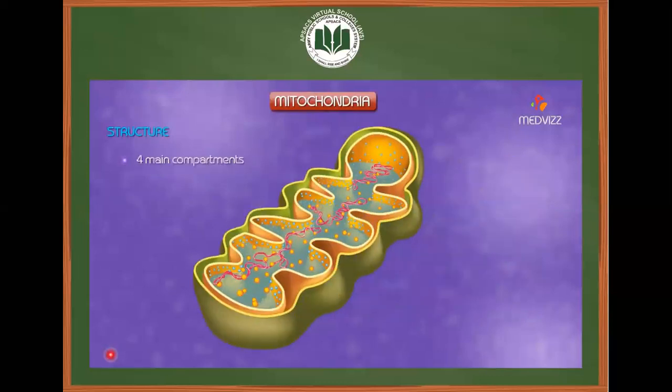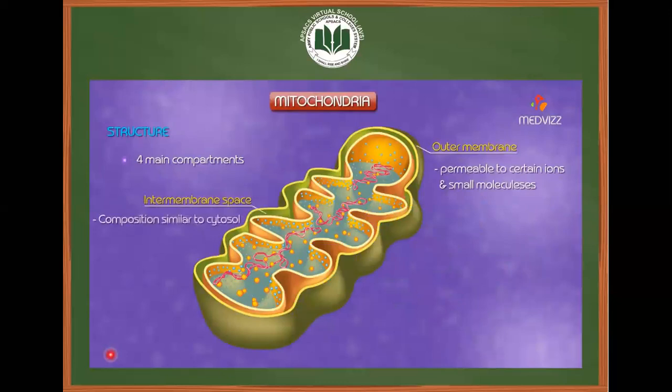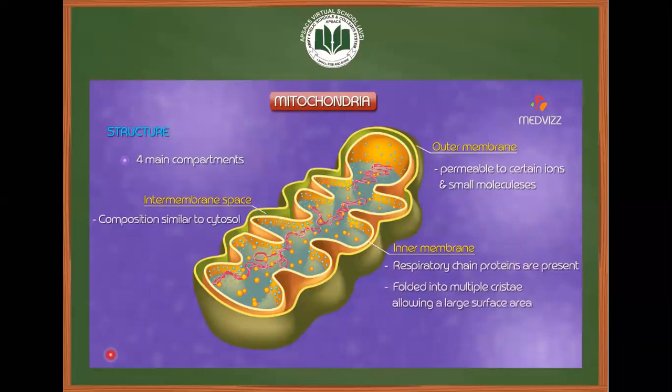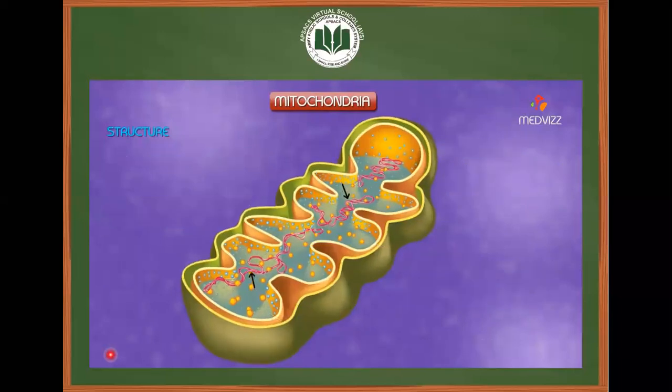Mitochondria have 4 main compartments. The outer membrane, which is permeable to certain ions and small molecules. The intermembrane space, which has a composition similar to that of cytosol. The inner membrane, in which are found the respiratory chain proteins. The inner membrane is folded into multiple cristae, allowing for a large surface area. The matrix, or the inner part of the mitochondrion, where most of the metabolic reactions take place. The mitochondrial DNA is found within DNA-protein complexes called nucleoids in the mitochondrial matrix.